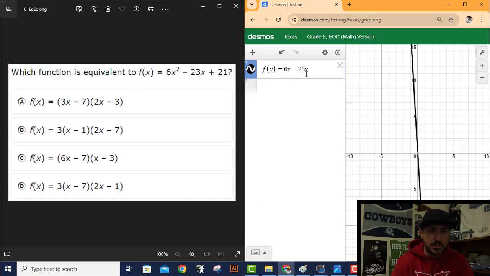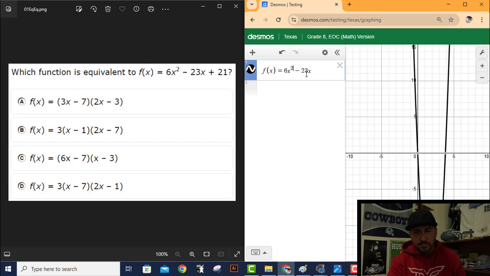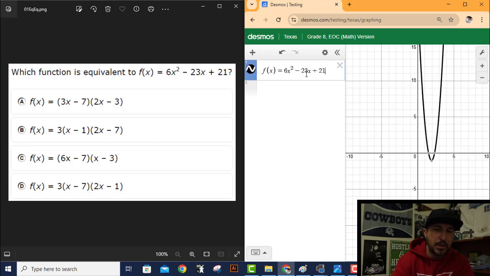I got the f of x equals 6x. How do I get it to the top? I hold shift and I push 6. Now it's raised. I hit the 2. Then I hit the arrow forward one time and it takes me down. Good, I'm back on the ground with all where I'm supposed to be. Then I got the minus 23x plus 21.